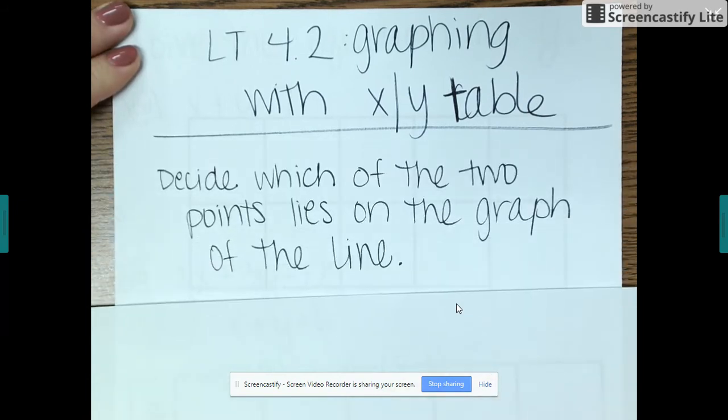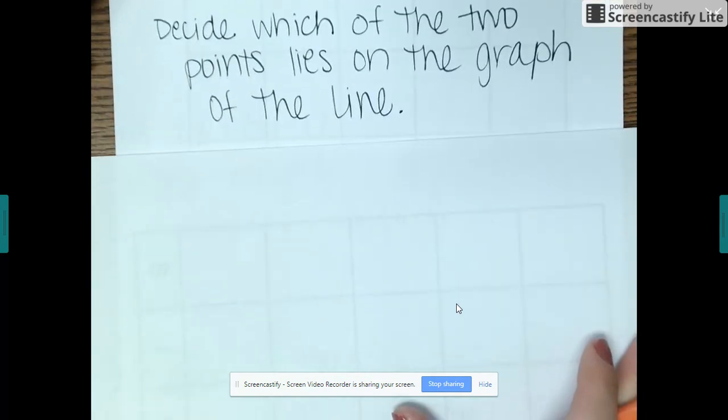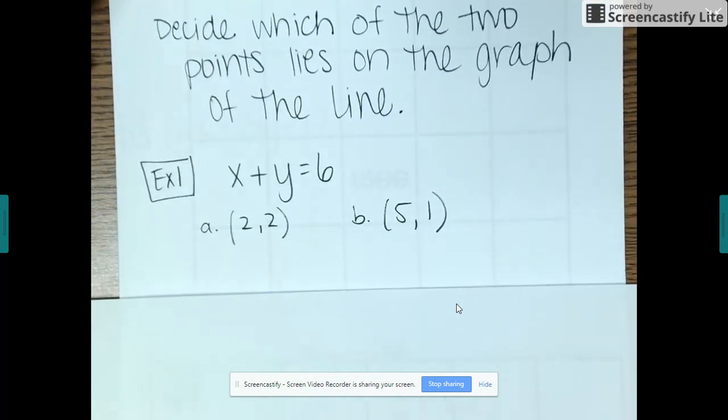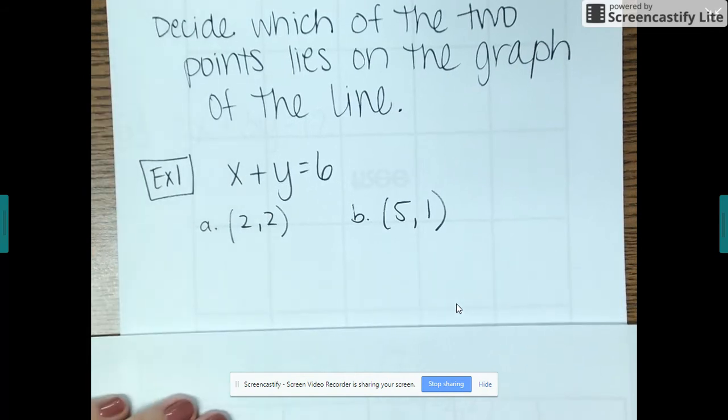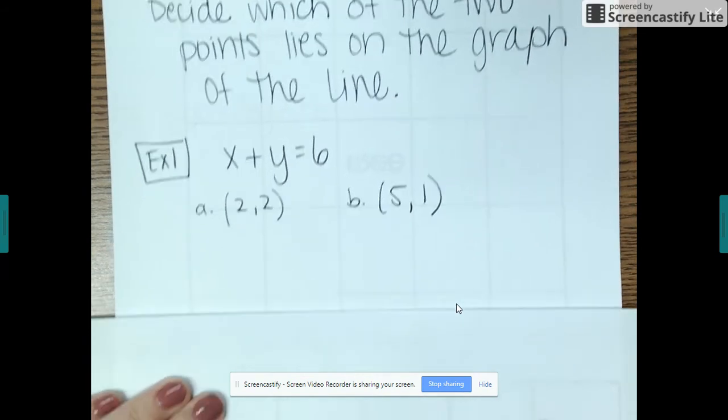Okay, first, what we're going to do is decide which of the 2 points lies on the graph of the line. All we're doing is plugging in those x, y ordered pairs, and we're going to say, yes, it is true, or no, it's false. Okay? So if it's true, that means that those points lie on that line. Okay? And this is your first part of your homework.